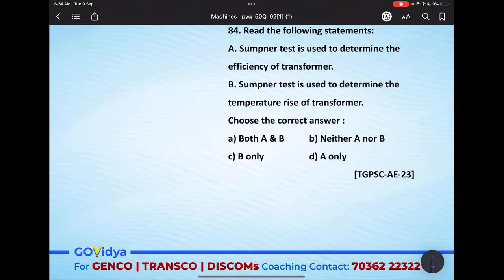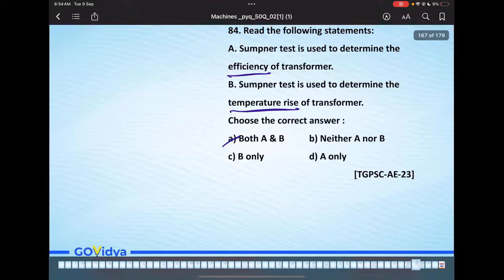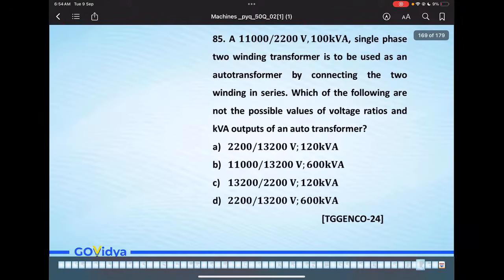The next question is given about the following statements. Sumpner test is used to determine... I think this question is repeated. We already discussed this question. The Sumpner test is used to determine both efficiency and temperature rise. Our option will be both A and B. Let's move on to the next question.